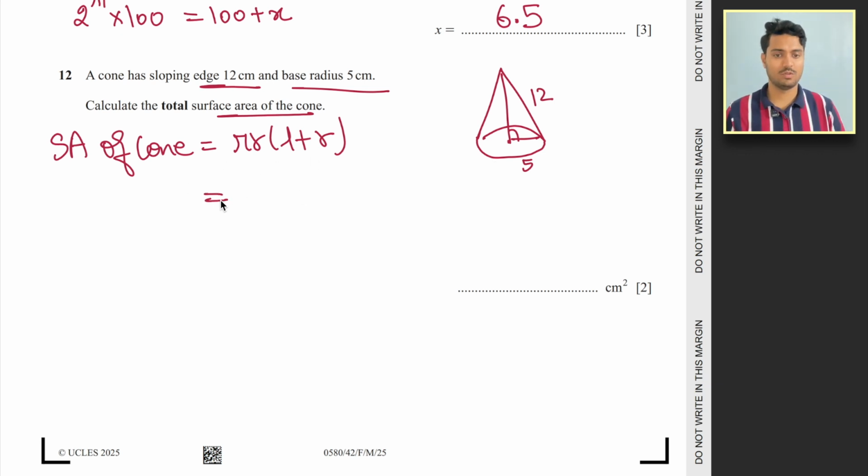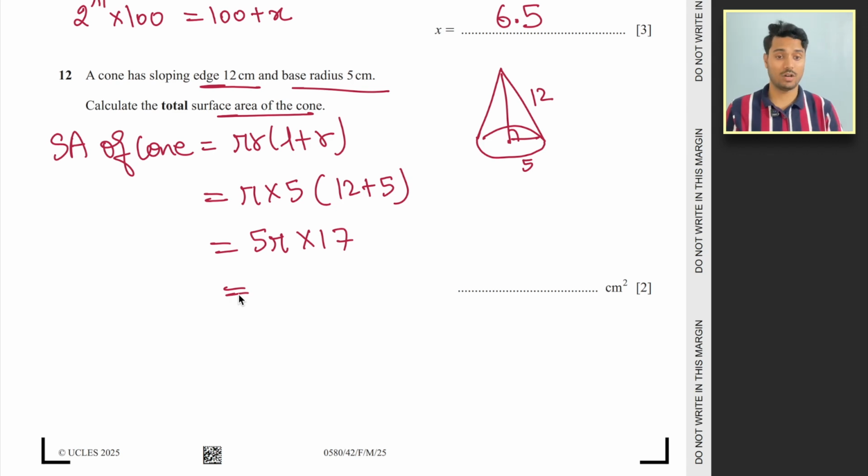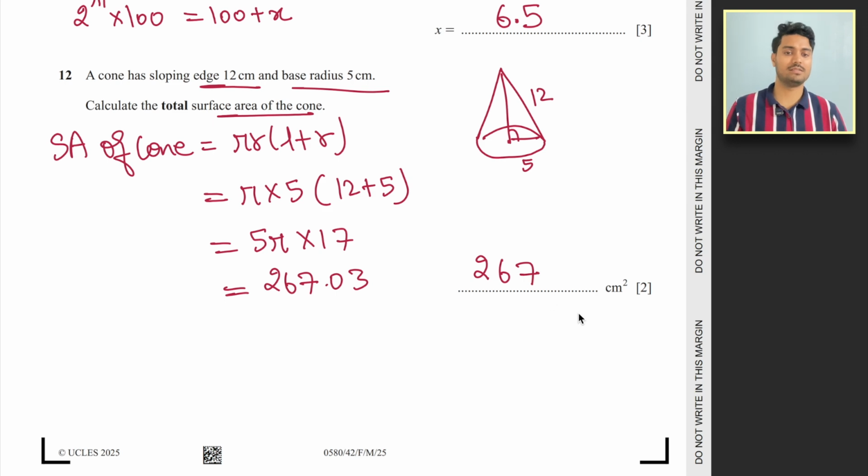So let's substitute the value. Pi multiplied by r is 5, L plus r is 12 plus 5. So this is going to be 5 pi multiplied by 17. Do this in the calculator, you will get your answer. 17 multiplied by 5 multiplied by pi. The answer is 85 pi, which is 267.03. So correct up to 3 significant figures, we can write 267, and that's the answer.